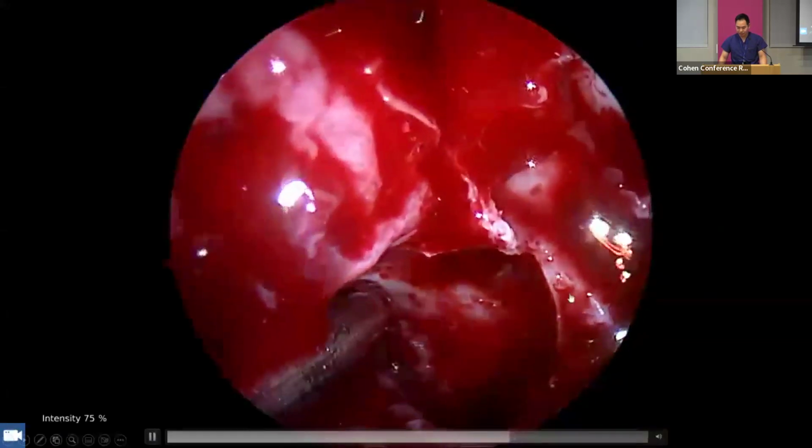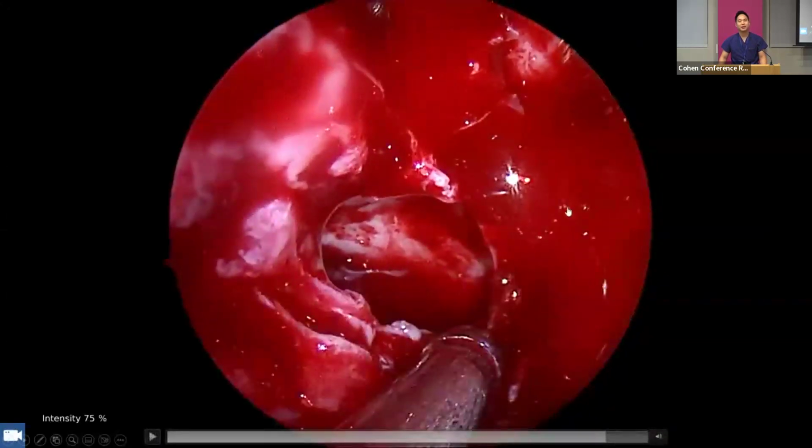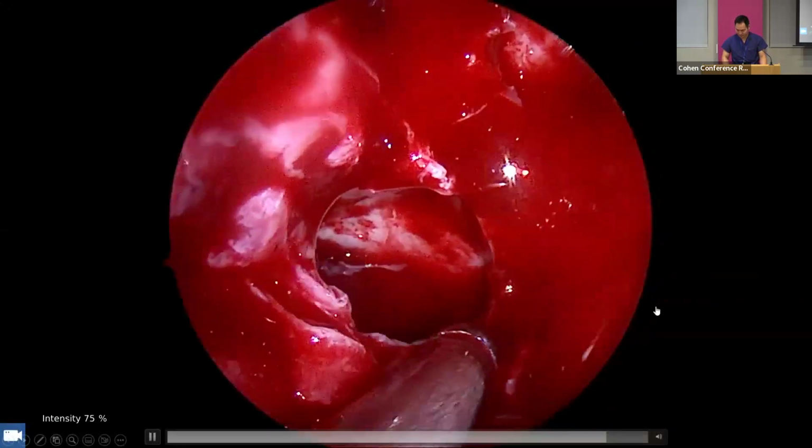So that's just a more view of the frontal sinus after. I think this was my December Thanksgiving. Oh, yes.